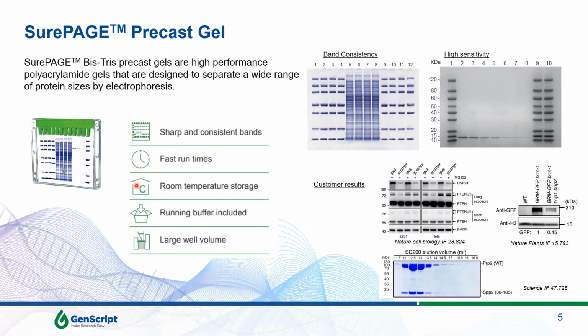With those technical information being shared, I would like to introduce the SurePAGE precast Bis-Tris gels developed by GenScript to separate a wide range of protein sizes by electrophoresis. It can generate sharp and consistent bands, which is the most important, fast run times while retaining the good separation quality, room temperature storage supported by its Bis-Tris composition, so it's quite stable at room temperature.